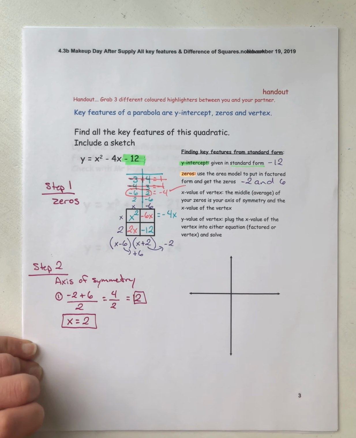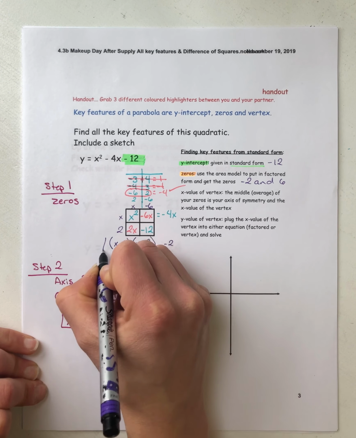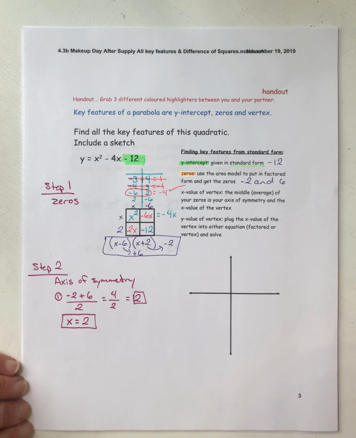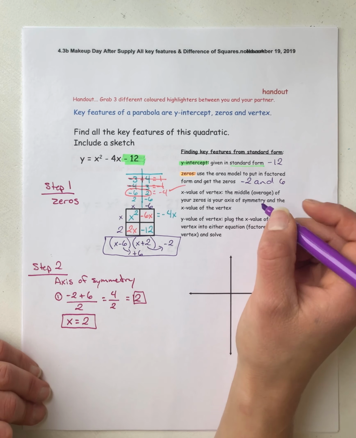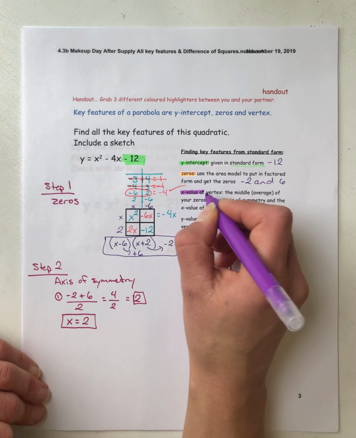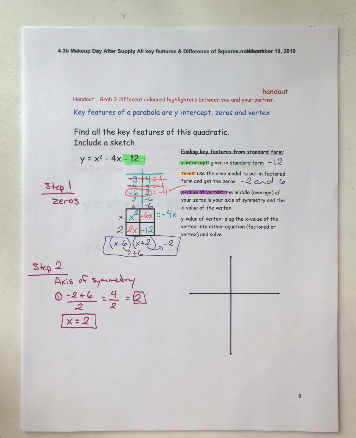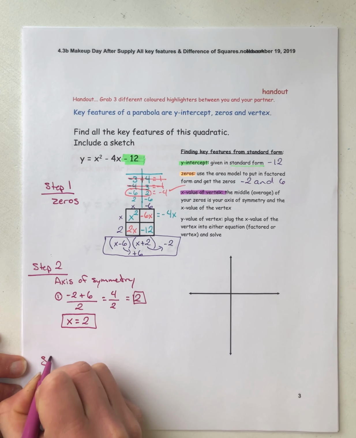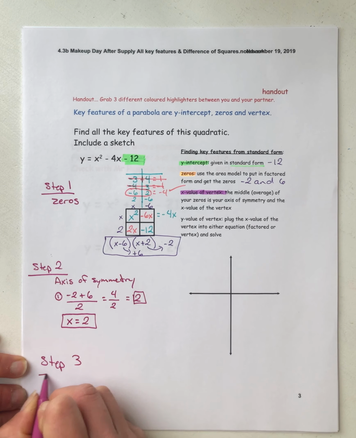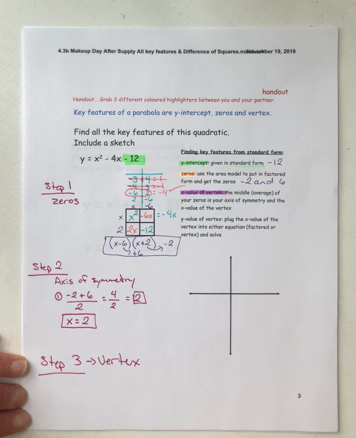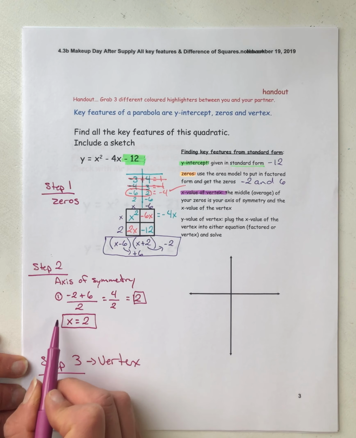And like I said, I usually box things. I don't know why I didn't box them up here. Okay, so we now have our axis of symmetry. So we need that to get the y value in our vertex. Okay, so step 3 is to get our vertex. We already know that the x value for our vertex is 2.